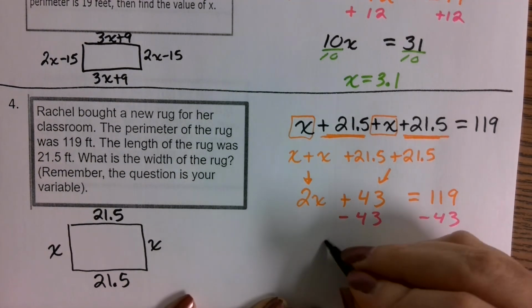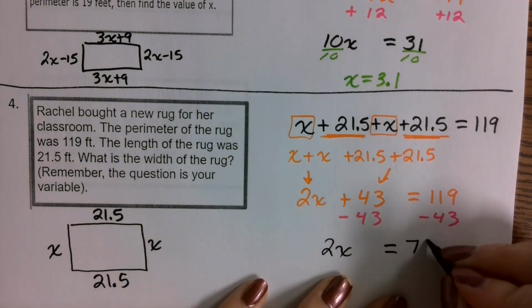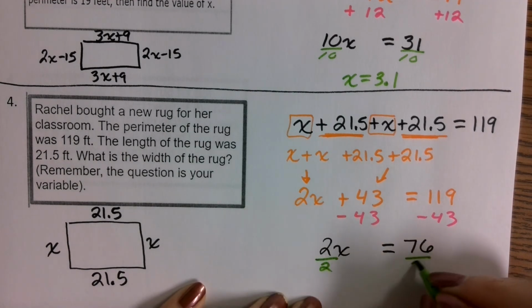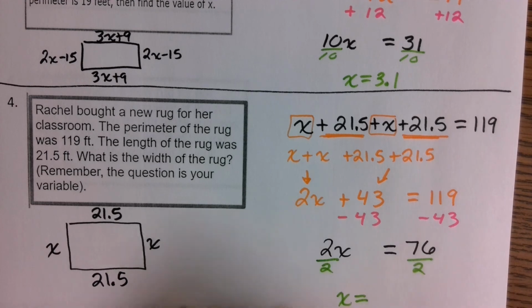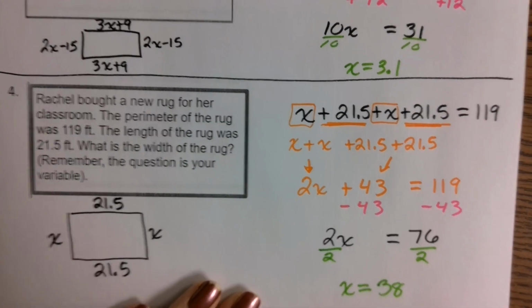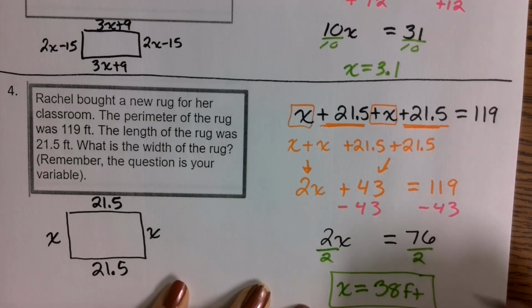And then we're left with 2x is now equal to, what's 119 minus the 43? 76. Okay, then we're going to divide both sides by 2. And what is 76 divided by 2? Very good. So you get 38. So that means your width is going to be 38 feet. 38 feet. Okay?